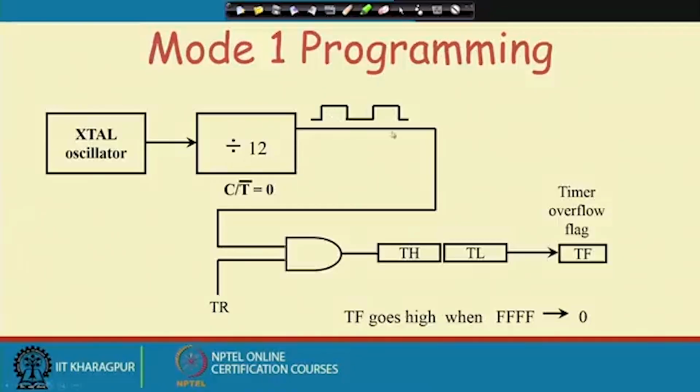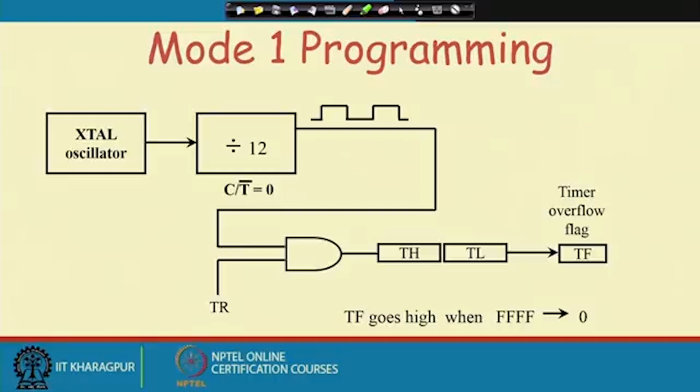This type of clock is generated, and then it is fed to an AND gate. This is all logical. How it is physically implemented is not known, but logically you can think of the TR bit as being ANDed with the clock. When the TR bit is 1, only then will the clock be allowed to reach the timer value, and the timer will start counting up. From whatever value, it will keep increasing, and when it rolls over from FFFF to 0, the timer overflow flag TF will be set.